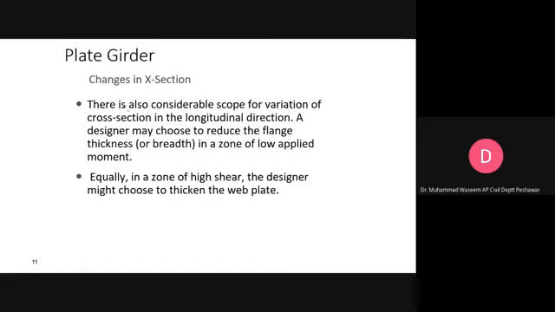There is also considerable scope for variation of cross section in the longitudinal direction. The designer may choose to reduce the flange thickness, which we have already discussed. You can go for different flange thicknesses for your plate girder. Equally, in a zone of high shear, the designer must choose a thick web plate, because webs resist the shear. So the web may be of different thickness, the flanges may be of different thickness, so you have a choice in this plate girder.